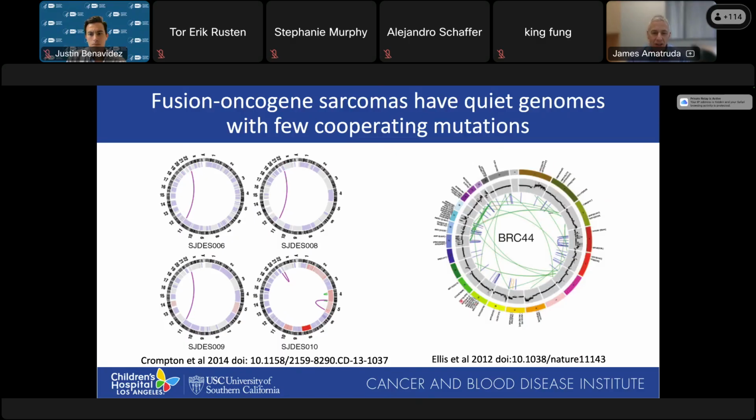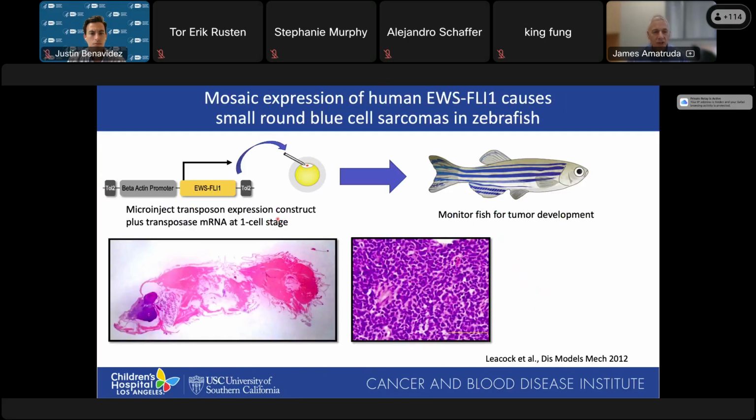And what this means, on the one hand, is that it really limits the number of potential targets to go after for a targeted therapy. But it also gave us hope that the simplicity of the genetic underpinnings of this cancer would allow us to build laboratory models. And so a number of years ago, we took a very straightforward approach. We used transposons to express the human form of EWS-FLI1 under a constitutively active promoter.